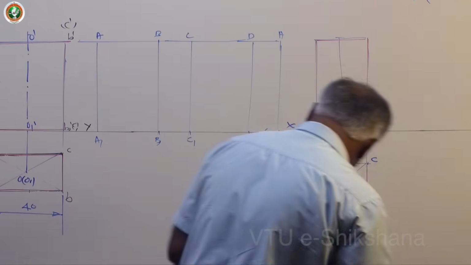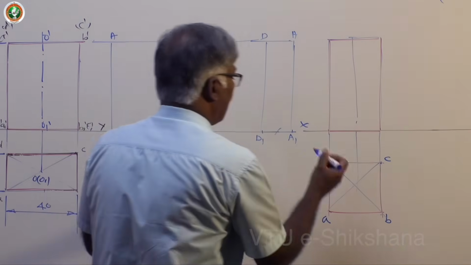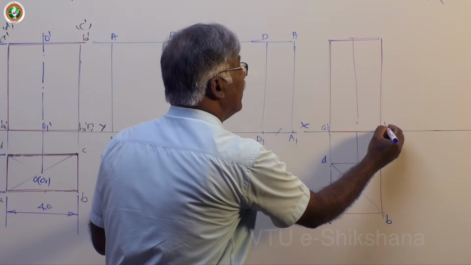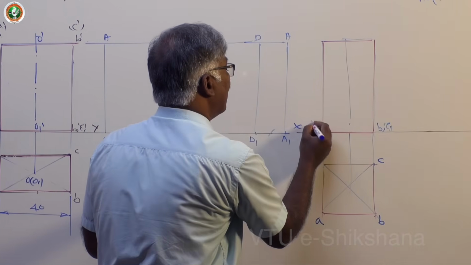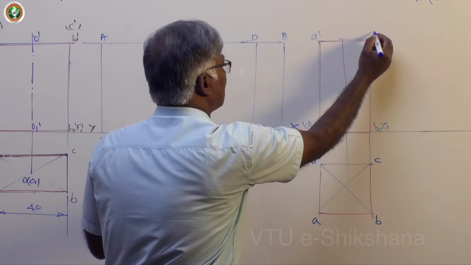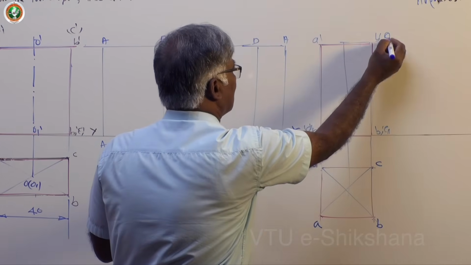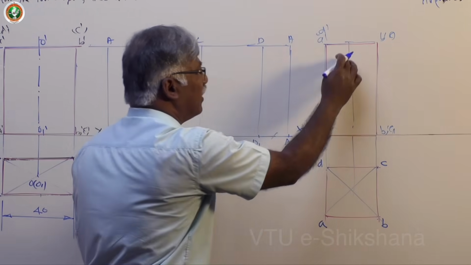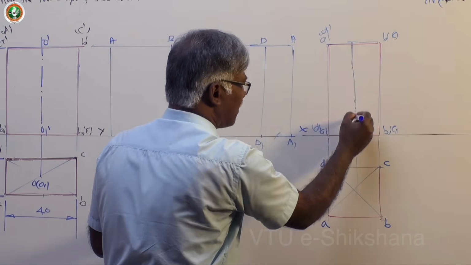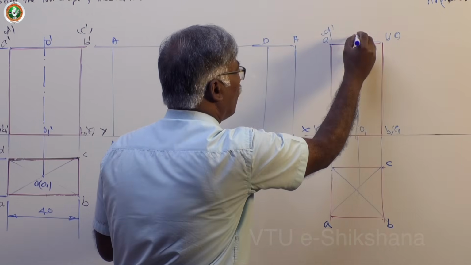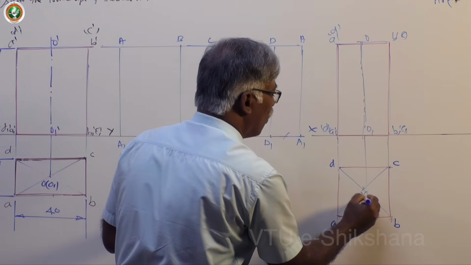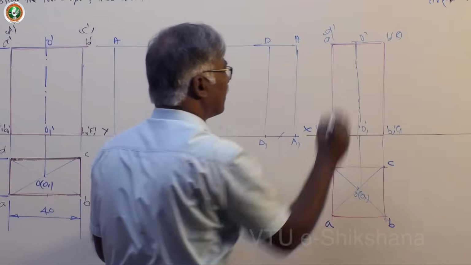Now let me name this A1 dash, B1 dash, C1 dash, D1 dash, A dash, B dash, C dash, D dash. Then as usual, this is axis reference O1, O, this is O, O1 with a dash.